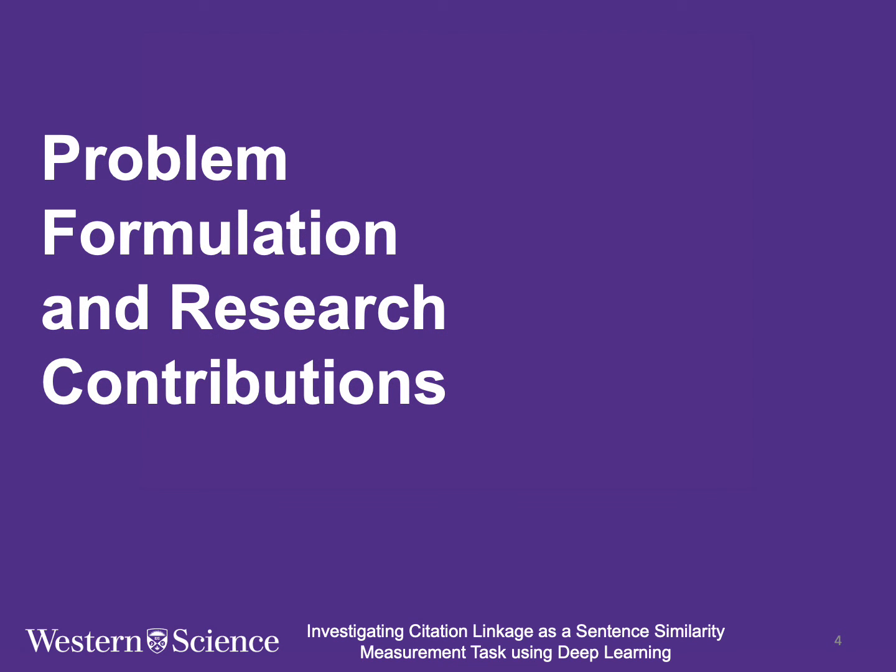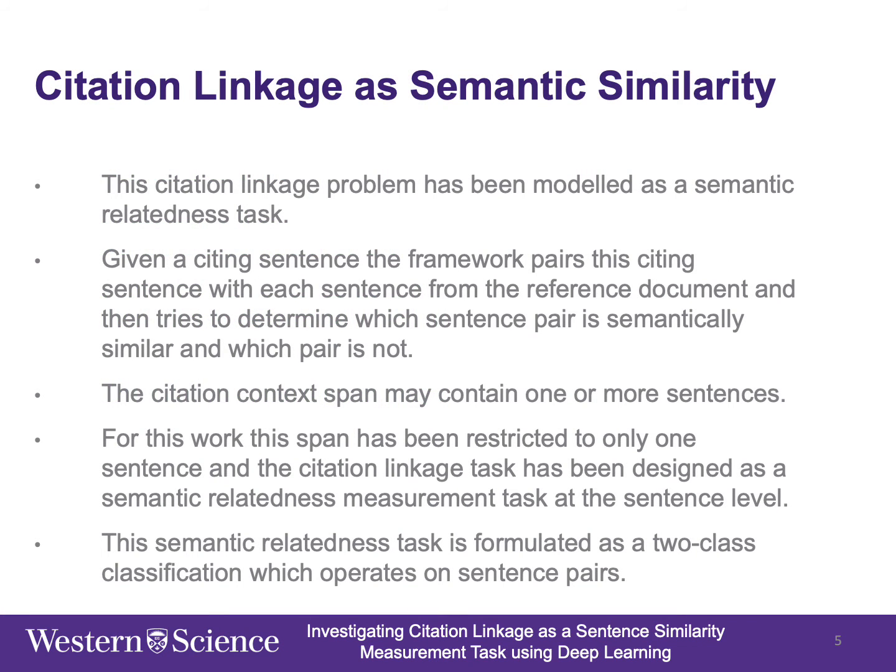So now I'm going to talk about how we have formulated our problem and our contributions. This citation linkage problem has been modeled as a semantic relatedness task. Given a citing sentence, this framework pairs the citing sentence with each possible sentence from the reference document and then tries to determine which sentence pair is semantically similar and which one is not. This citation context span may contain one or multiple sentences. However, for this work, this span has been restricted to only one sentence. So that's why we have modeled this citation linkage task as a semantic relatedness measurement task at the sentence level.